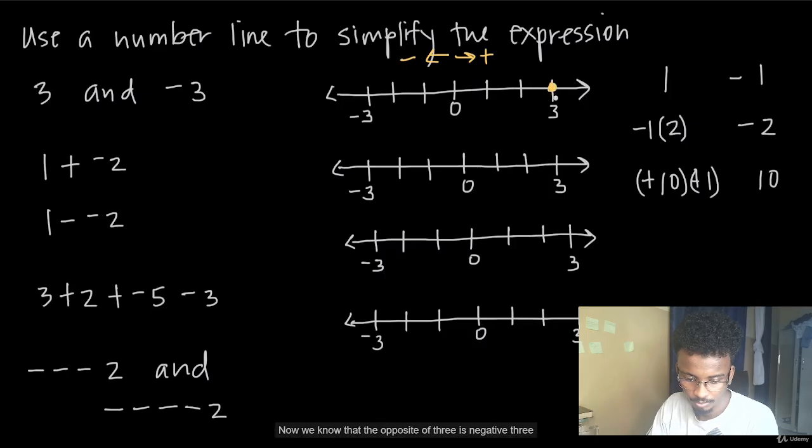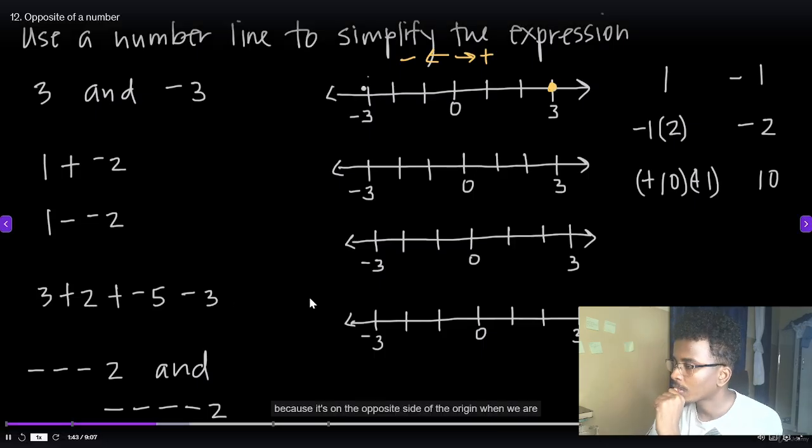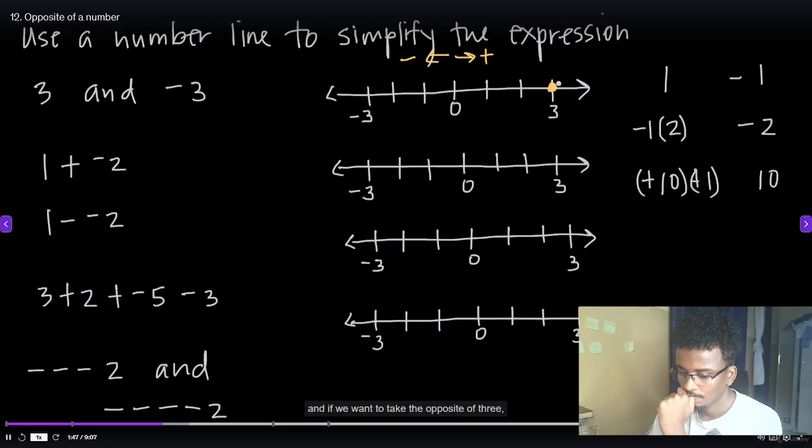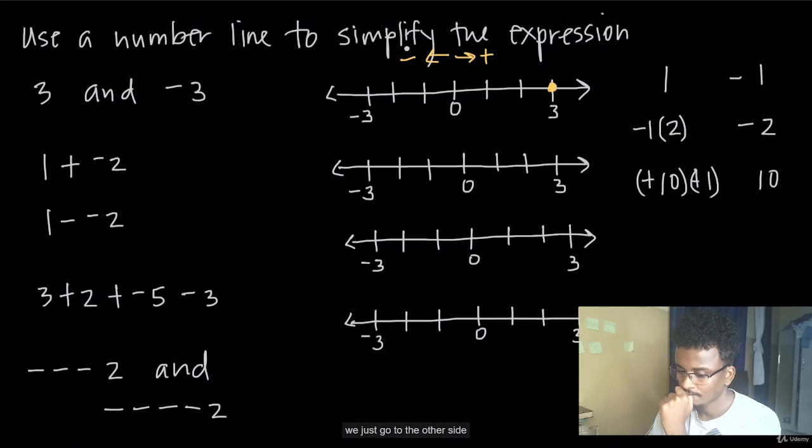Now we know that the opposite of 3 is -3, and that makes sense because it's on the opposite side of the origin on the number line. If we want to take the opposite of 3, we just go to the other side of the origin, the same distance, and we get to this point here, -3. So -3 is the opposite of 3, and 3 is the opposite of -3.